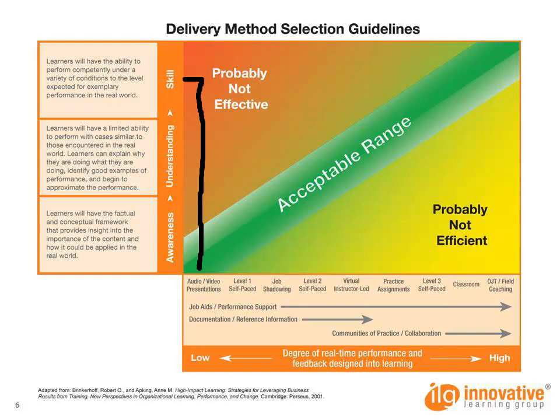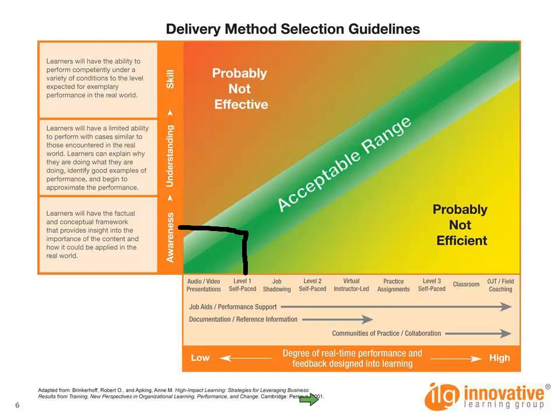What if I start with learning that aims to achieve awareness, and I go across from awareness and then down to classroom? So now I'm in probably not efficient. The chart is indicating that we can accomplish this learning objective, but it's not efficient to do so. There are other methods that are much less complex that also could achieve this. Now, if I start with awareness and go down to level 1 self-paced, now I'm in the acceptable range, and that means that this delivery method is a good choice for this skill level.